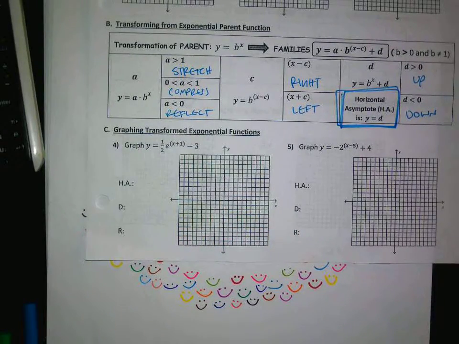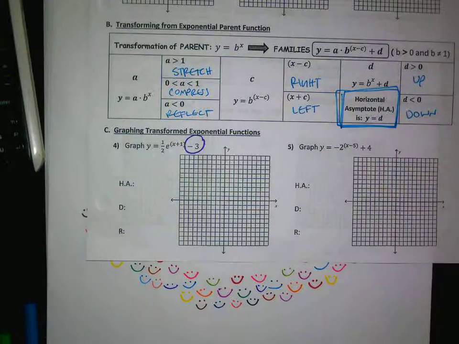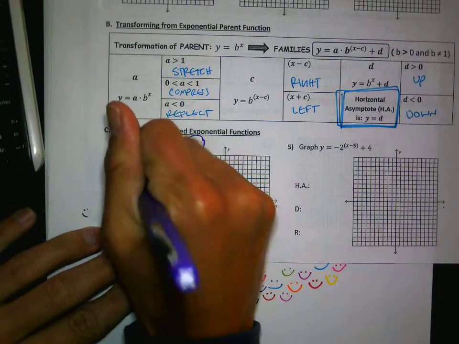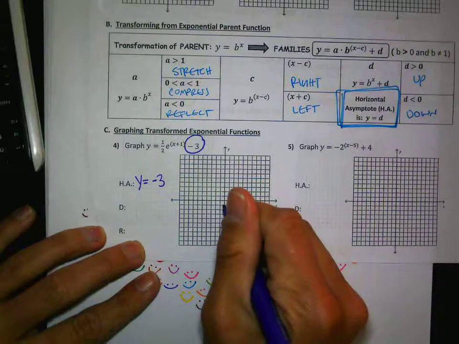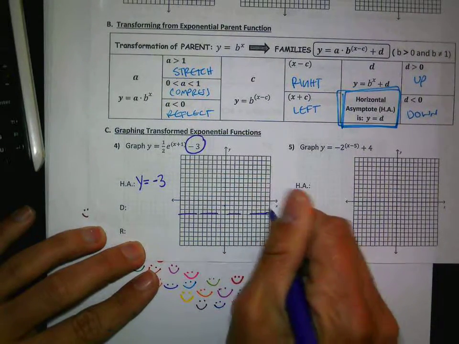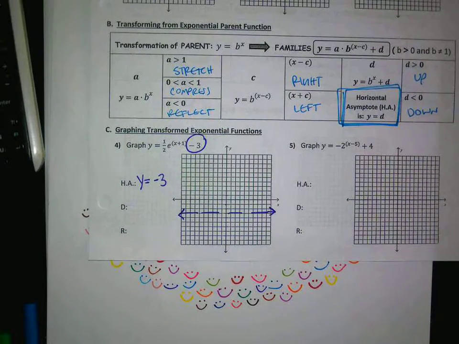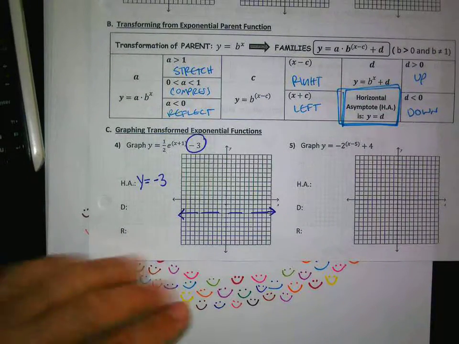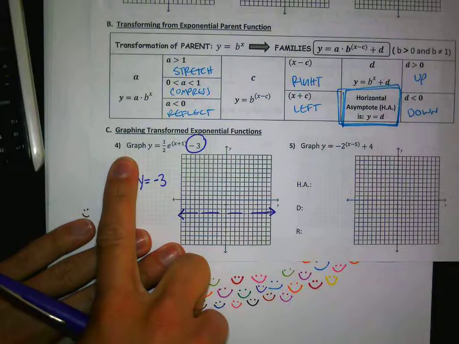So on number 4, we are first going to plot our asymptote, which is the up and down shift, and in this case, it's -3. So your asymptote is at y equals -3. Okay, and now, I am not concerned about some of the other translations. Remember, we're going to keep this simple. So I want to know 2 things. I want to know, is it being reflected? And I want to know if it's a growth or a decay. No, it's not being reflected, because there's no negative sign.